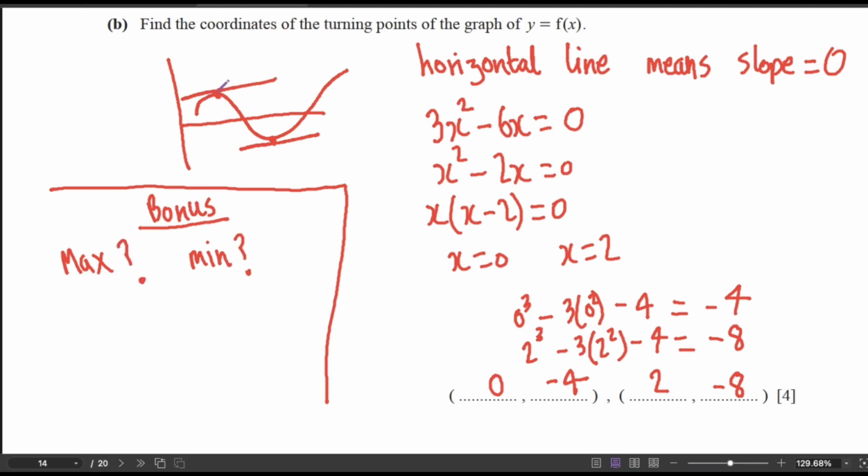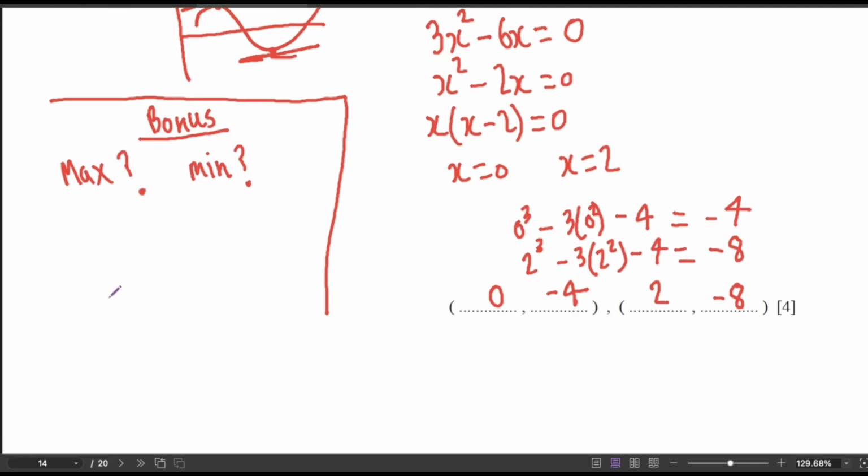You can see this is like a maximum point because it's pretty high up. This looks like a minimum point because it's at the bottom. But what if the curve was more complicated and we couldn't draw it? How would we know what the nature of the stationary point is?